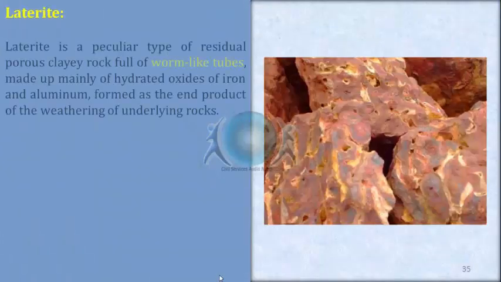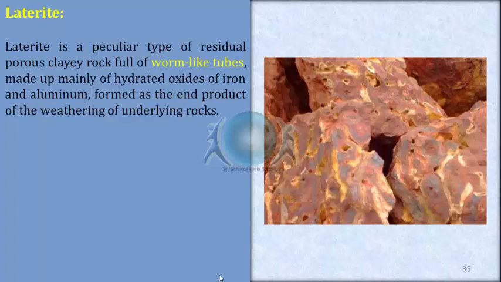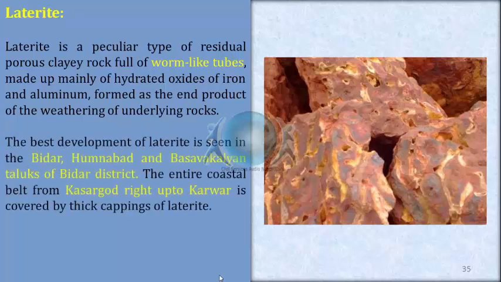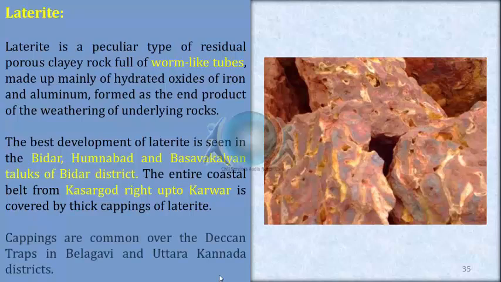Laterite. Laterite is a peculiar type of residual porous clayey rock full of worm-like tubes, made up mainly of hydrated oxides of iron and aluminium, formed as the end product of the weathering of underlying rocks. The best development of laterite is seen in the Bidar, Humnabad and Basava Kalyan taluks of Bidar district. The entire coastal belt from Kasargod right up to Karwar is covered by thick cappings of laterite. Cappings are common over the Deccan Traps in Belagavi and Uttara Kannada districts.